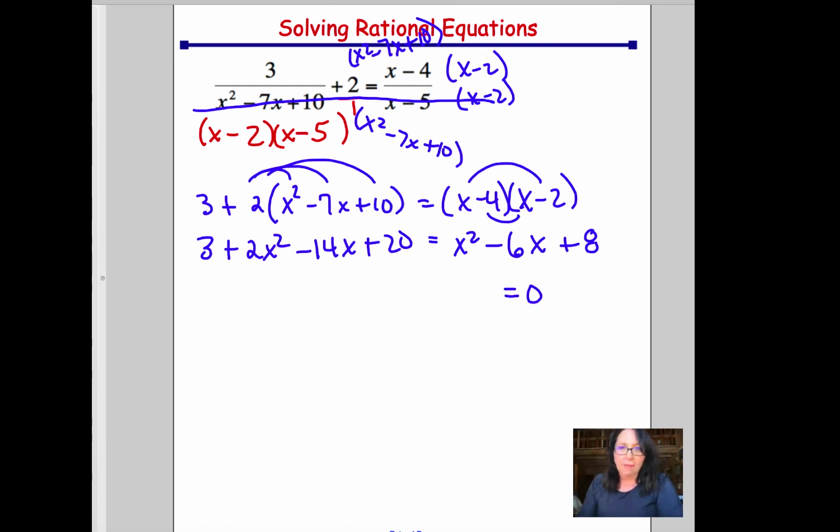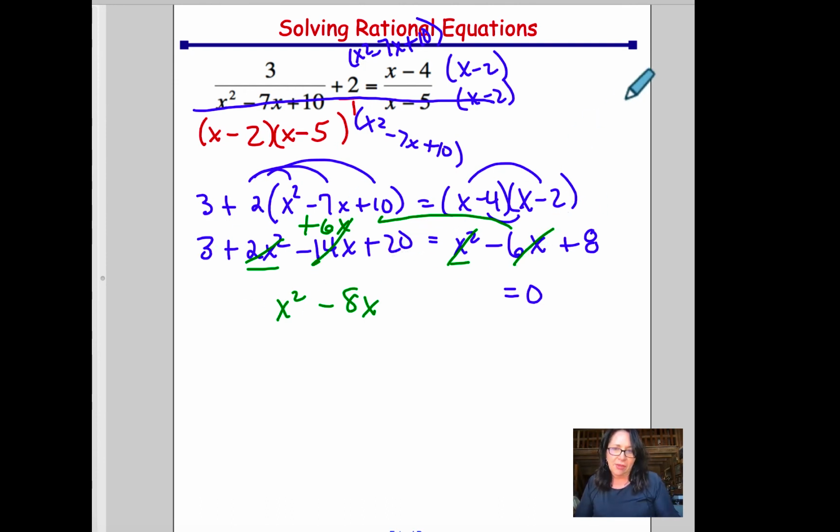So one at a time, I've got 2x squared and then a minus 1x squared, and that's going to give me x squared. So those are done. I've got a negative 14x, and then when I move this negative 6 over to the left, that's going to become positive 6x. So we have negative 14 plus 6, which is negative 8x. So those values are gone. I have 3 plus 20, which is 23.